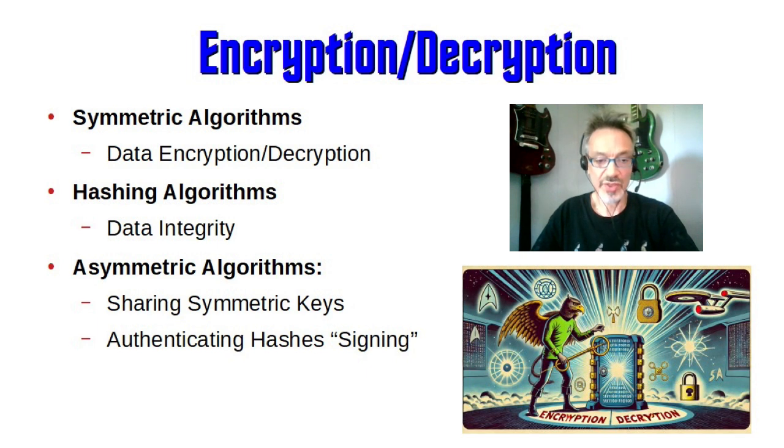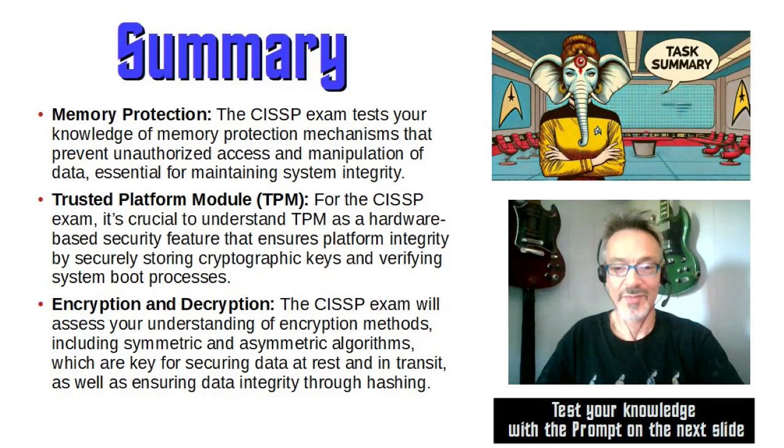It's crucial to understand how the different algorithms work together in the real world. Symmetric encryption is used for data, hashing is used for data integrity, and asymmetric encryption is used to encrypt symmetric keys, for key agreement, key sharing, or to authenticate a hash, also known as signing. Remember, the CISSP exam isn't just about knowing the algorithms, but understanding when and how to apply them in various scenarios.